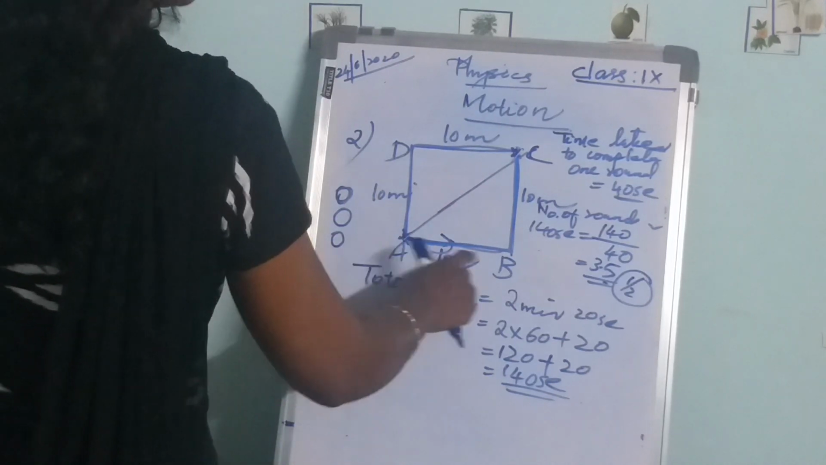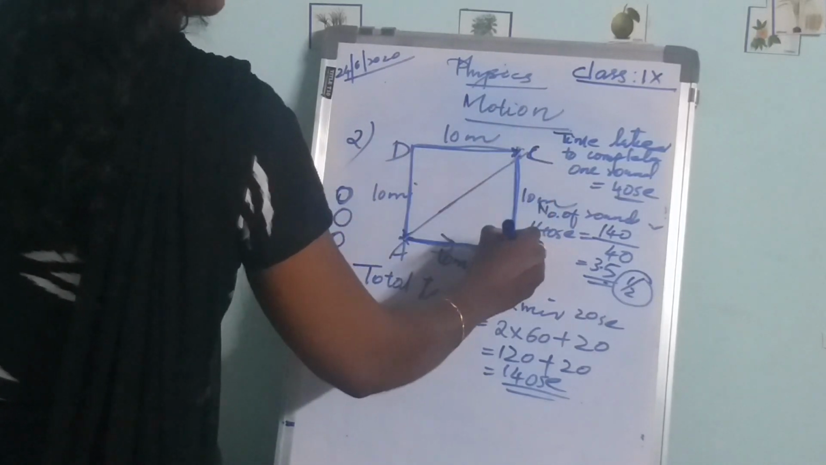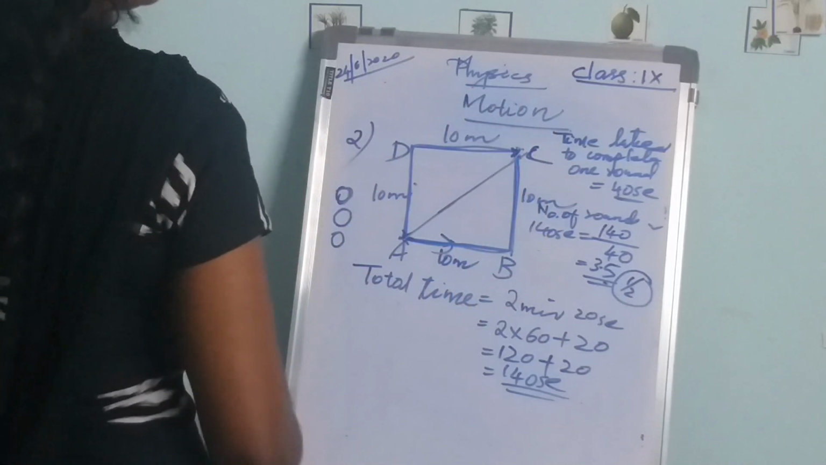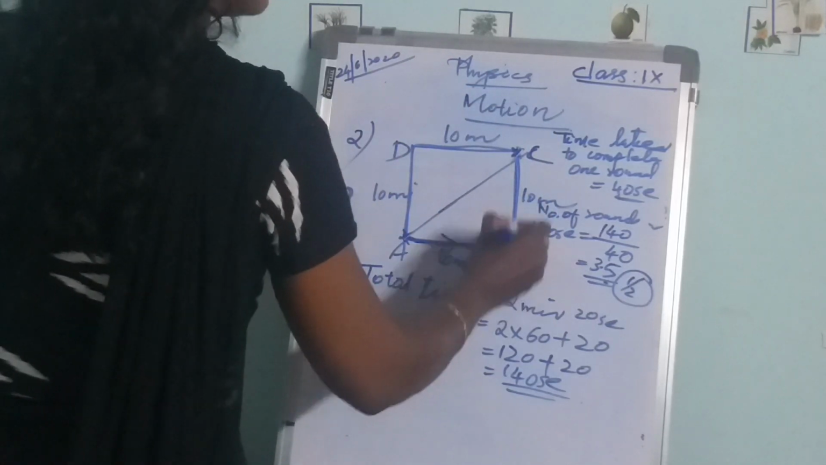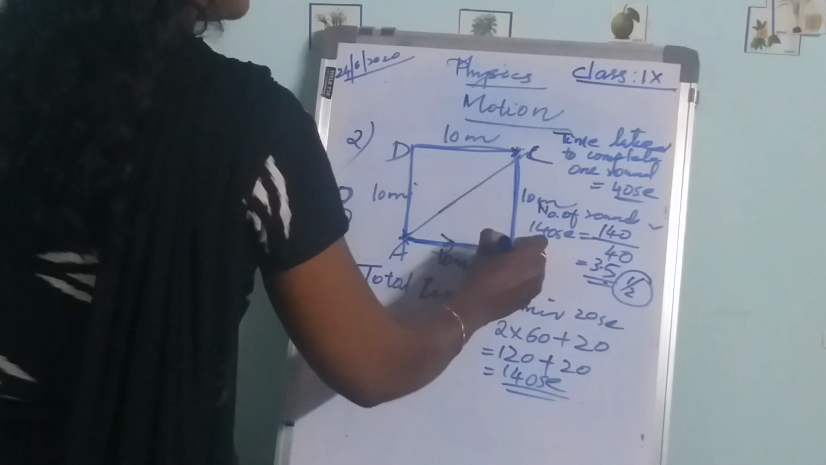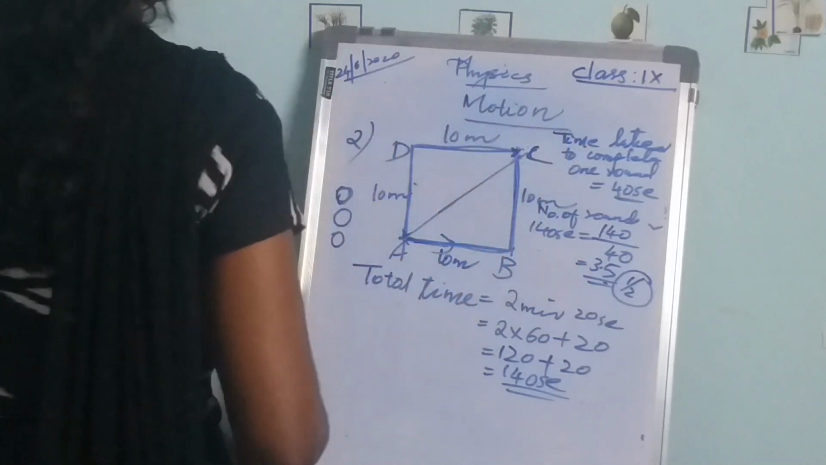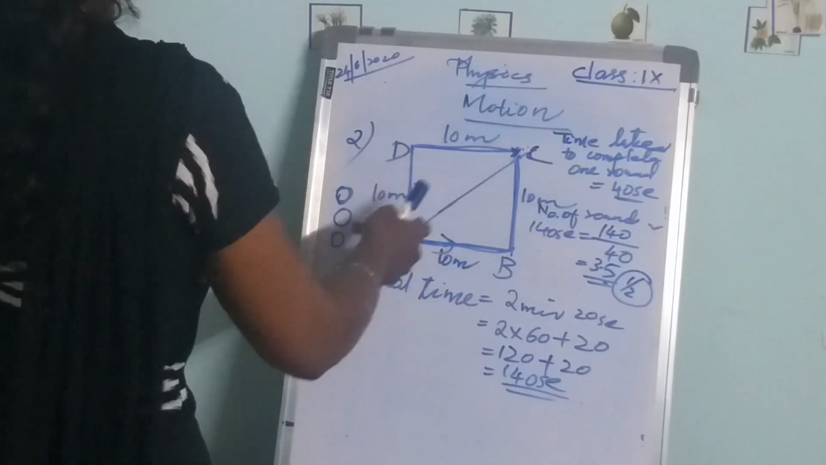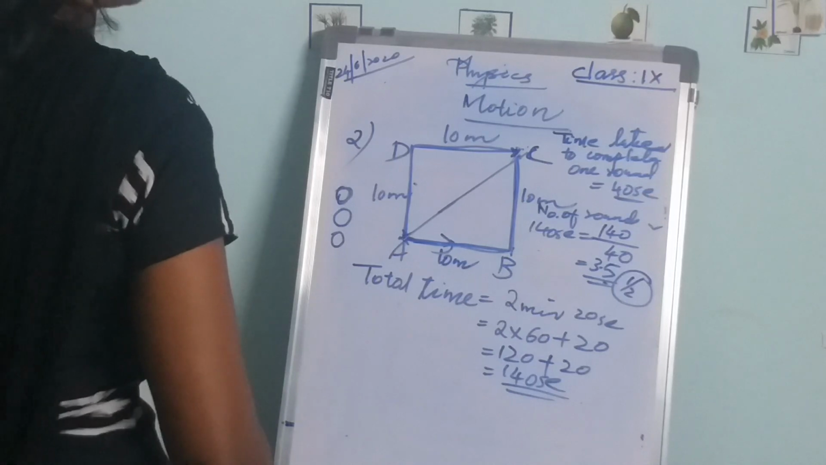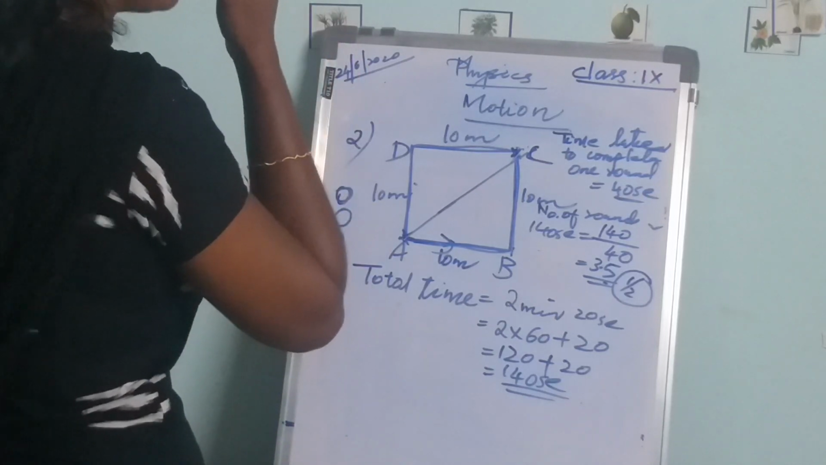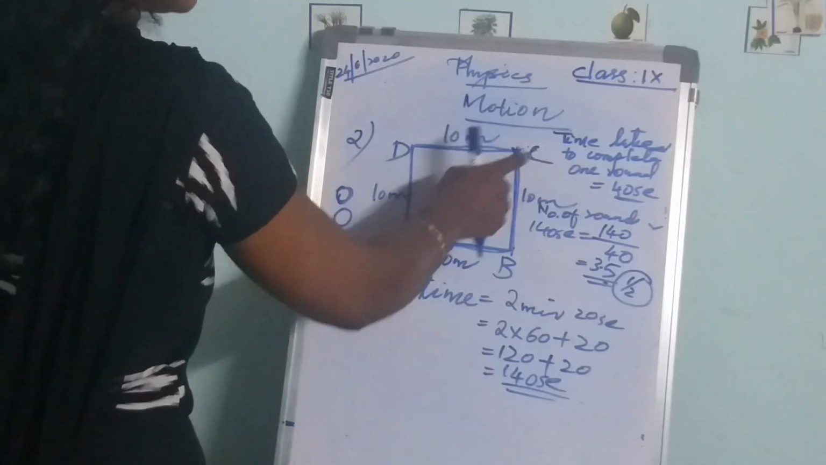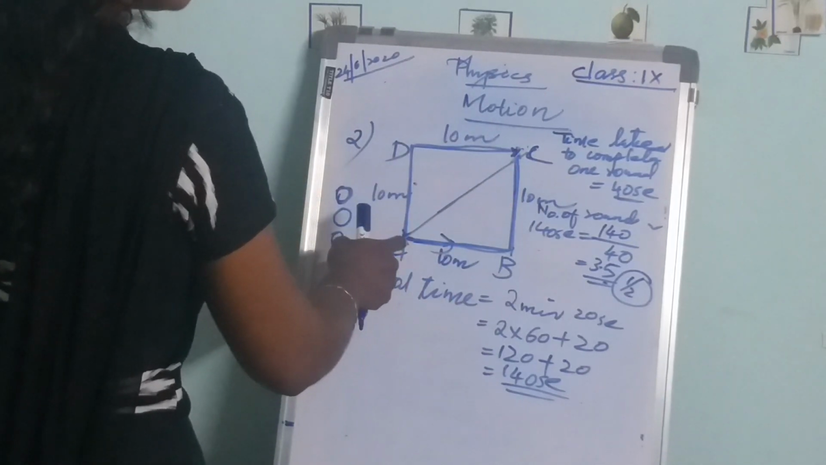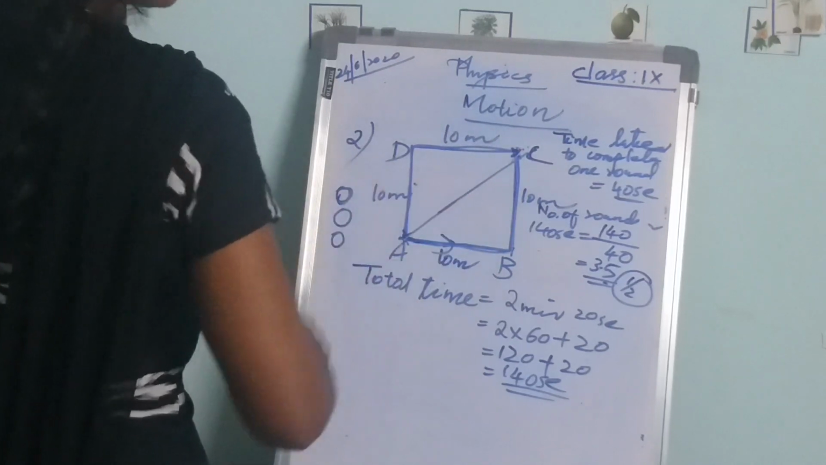You know this ABC is a right angled triangle. In this, AB represents the base, BC represents the altitude, and AC represents the hypotenuse. Then how can we find the length of the hypotenuse? For this we can apply the Pythagoras theorem, which you already studied in maths. You have the relation: hypotenuse square equals base square plus altitude square.